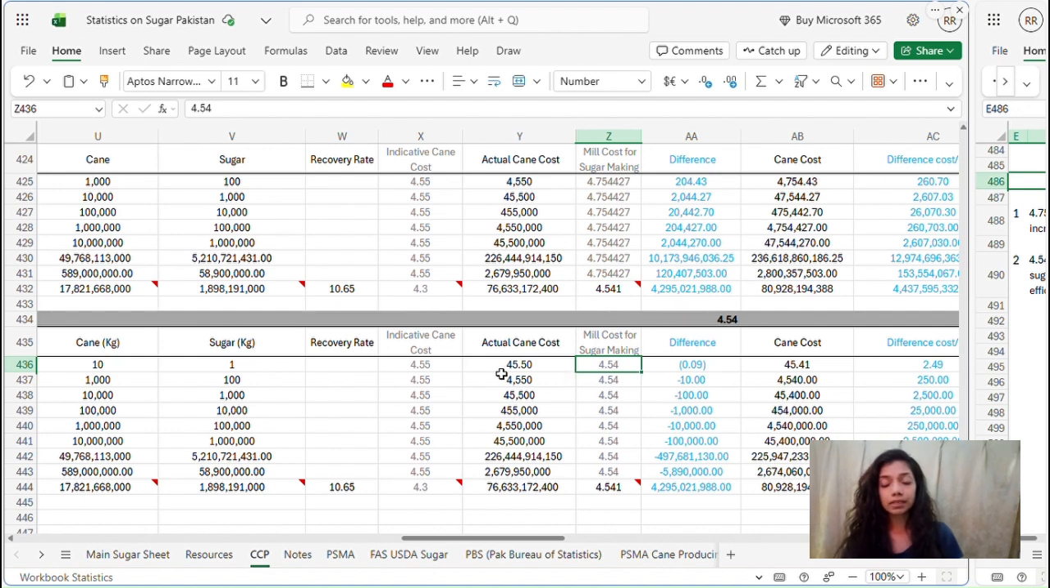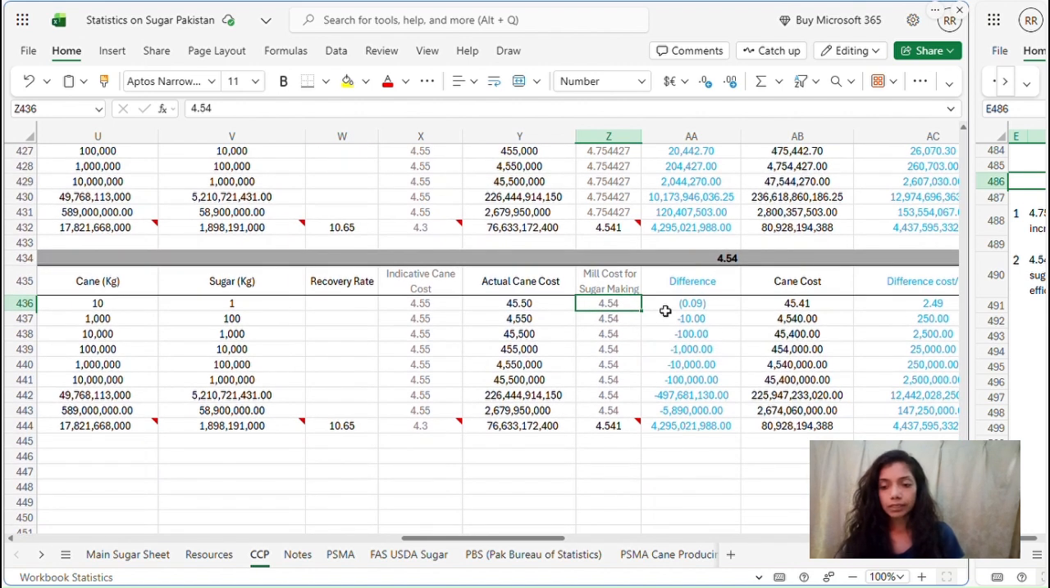But the indicative prices state that the per kg cane cost could be around 4.55 based on the indicative prices set by the provincial governments from time to time, and they vary. So this is for understanding purpose. Now here we are trying to find out. Now this is one of the costs that one of the mills reported in some year, 2016 perhaps, in the report of Sugar Opinion 2018.